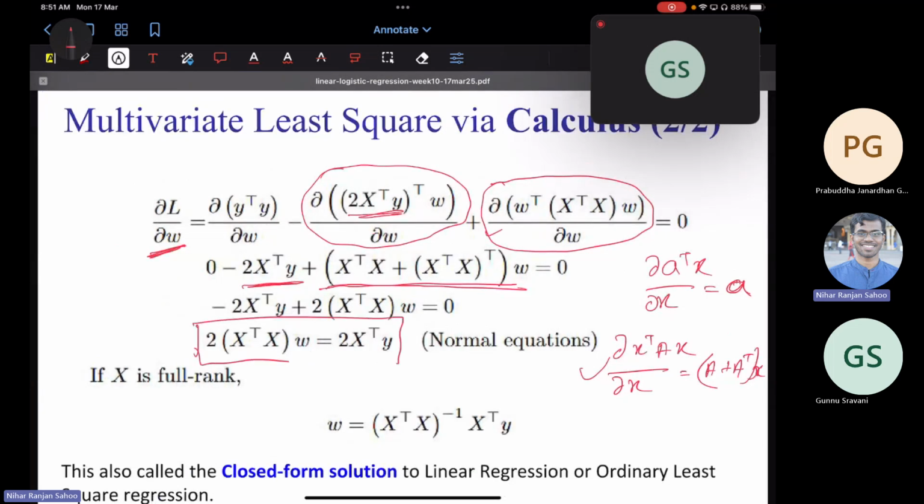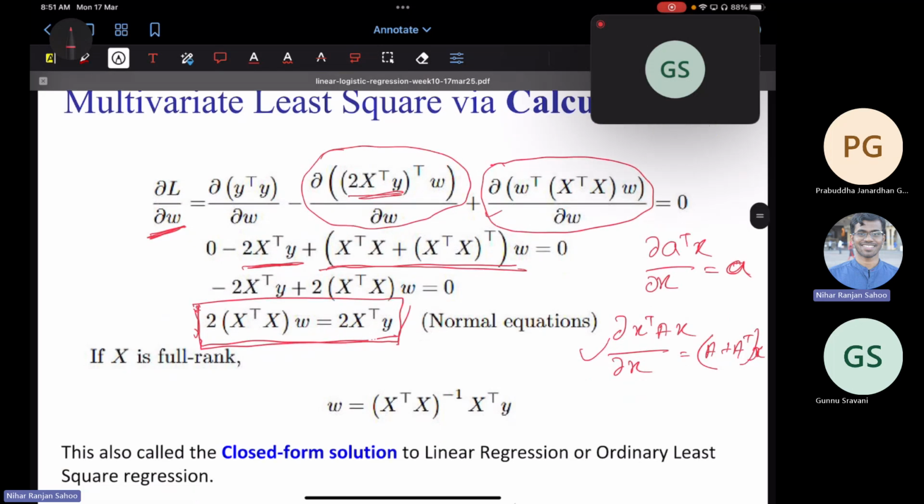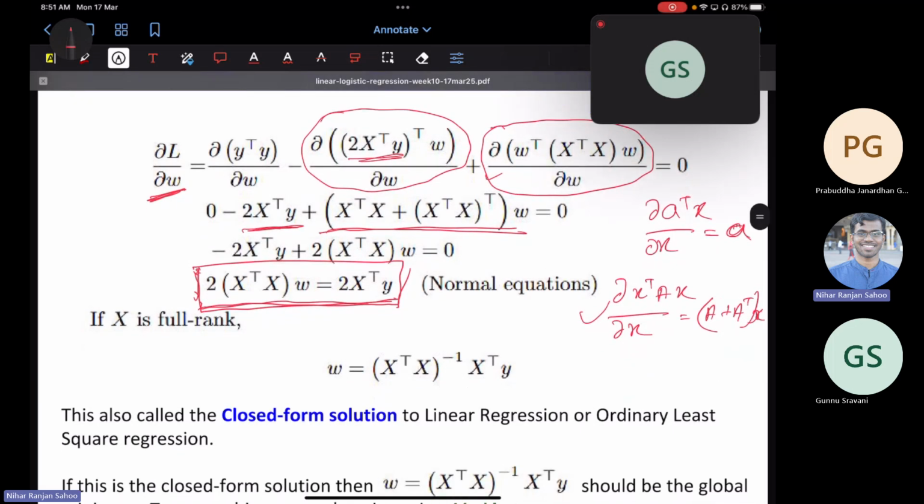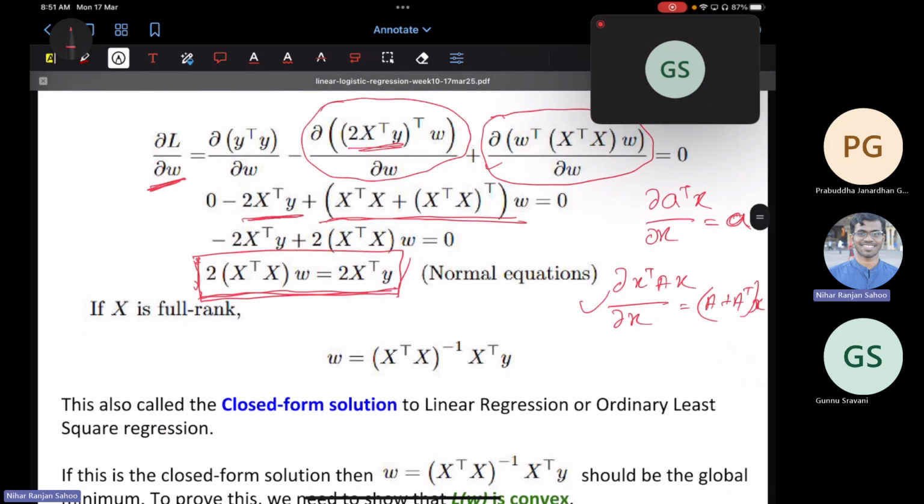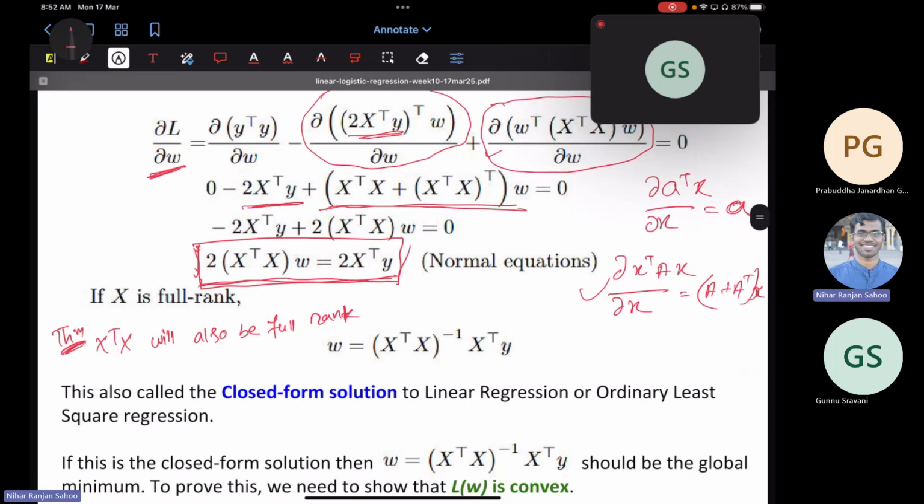This is called the normal equation. In ordinary least square regression, or any least square regression, this is called the normal equation. This is what we always try to find. If x is full rank, then we can compute the inverse. Another notion here: if x is full rank, x transpose x will also be full rank. Again, this is another theorem we are using from linear algebra.